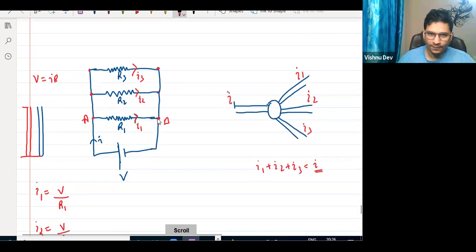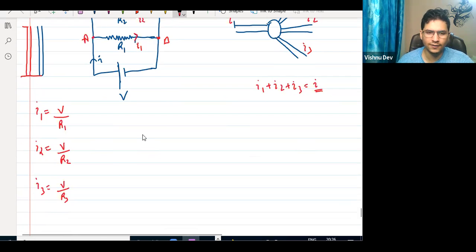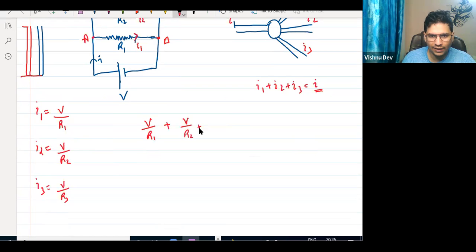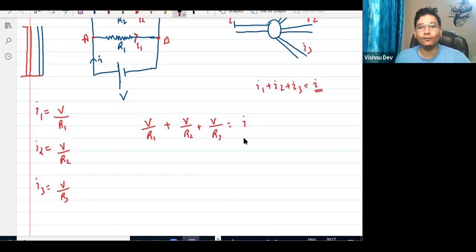Now tell me one thing. अब बताओ क्या करना चाहिए? मुझे ये पता है कि we should add I1 plus I2 plus I3. We will just add them, right? So can I say, V by R1 plus V by R2 plus V by R3 is equal to what? Yes, sir. Now I want to find what?